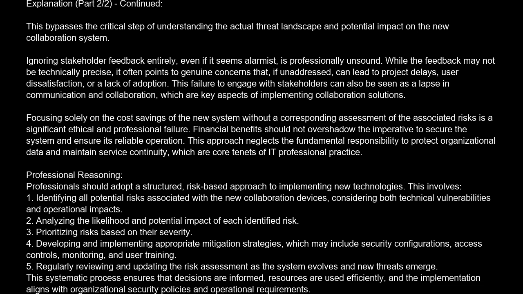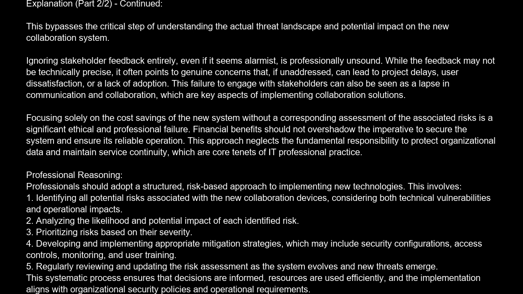Ignoring stakeholder feedback entirely, even if it seems alarmist, is professionally unsound. While the feedback may not be technically precise, it often points to genuine concerns that, if unaddressed, can lead to project delays, user dissatisfaction, or a lack of adoption. This failure to engage with stakeholders can also be seen as a lapse in communication and collaboration, which are key aspects of implementing collaboration solutions.